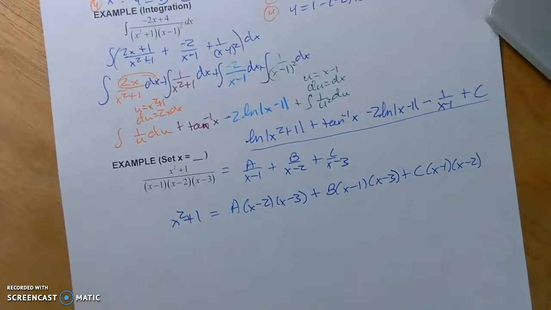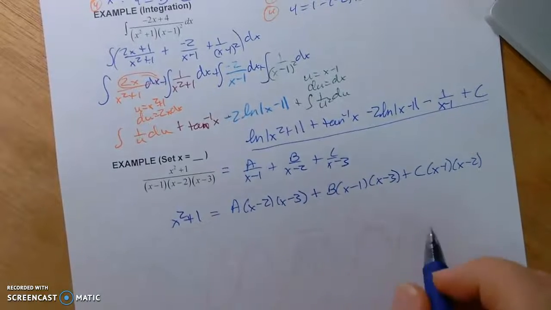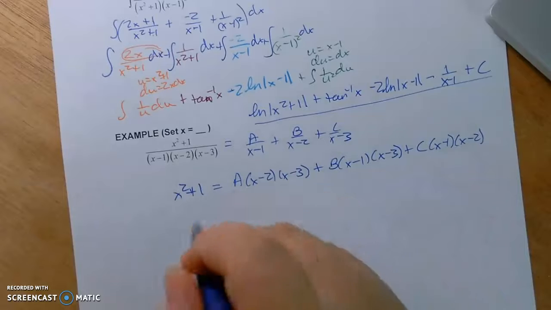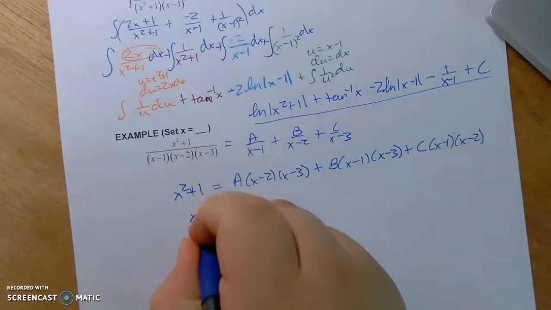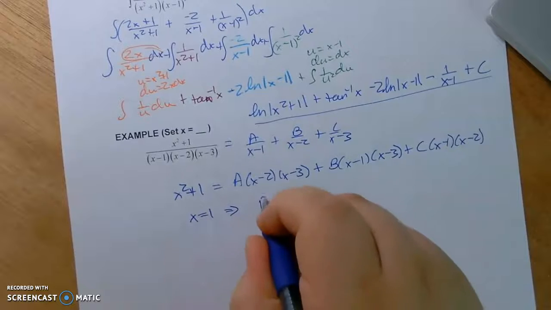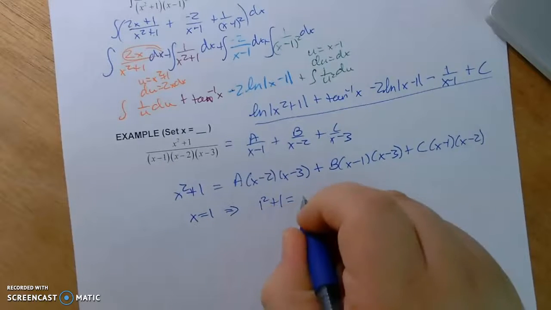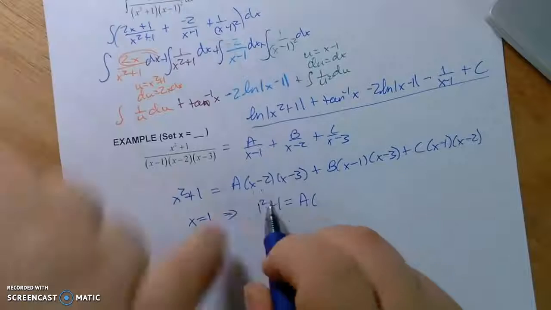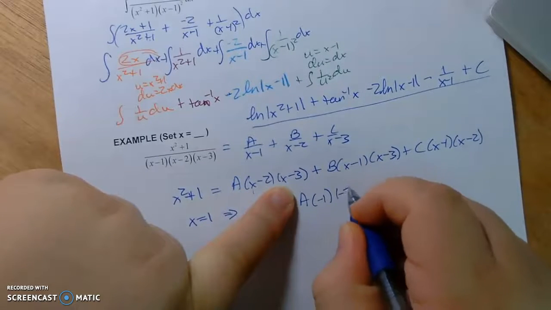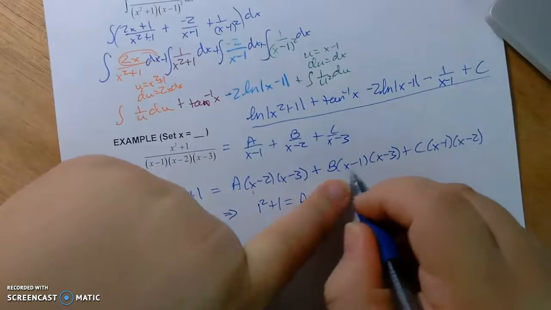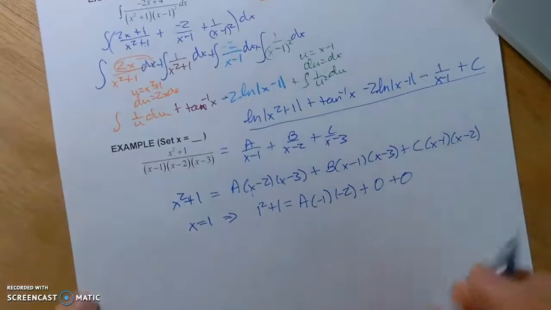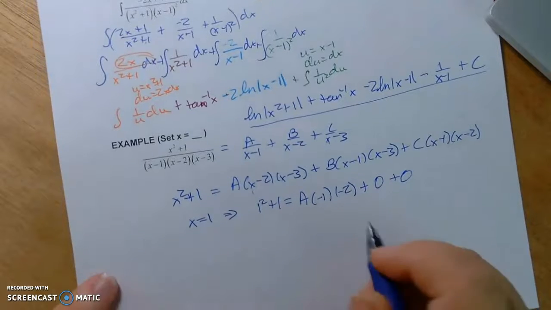So I'm going to pick 3 x values that are going to make this easy. I'm going to pick them and then let you see if you can figure out why I picked the numbers I did. If I pick x equals 1, that implies that the left is going to be 1 squared plus 1 equals a times, let's see, 1 minus 2 is negative 1, 1 minus 3 is negative 2. Then this is plus, 1 minus 1 is 0, 0. 1 minus 1 is 0, plus 0. That should be a big hint on why I chose 1.